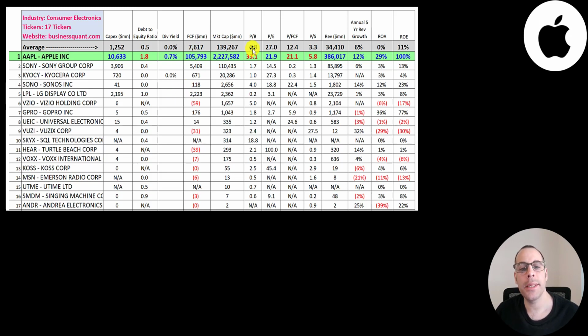Their price to book is worse than average. Their PE is better than average. Average is 27, they're 22. Price to free cash flow is worse than average, and their price to sales is worse than average. They generate more revenue than the other 16 companies combined. Their 5-year annual revenue growth rate is 12%, average is 6%, and they have a really high ROA and ROE.